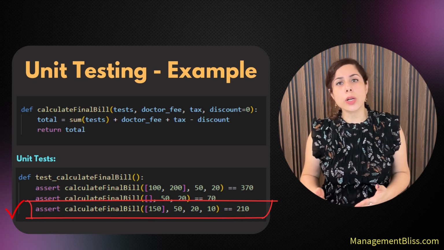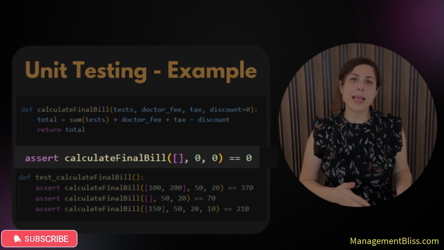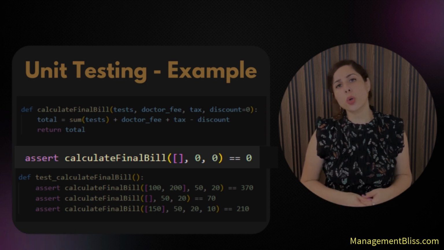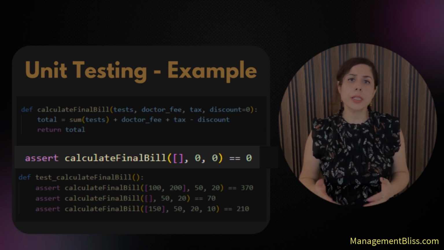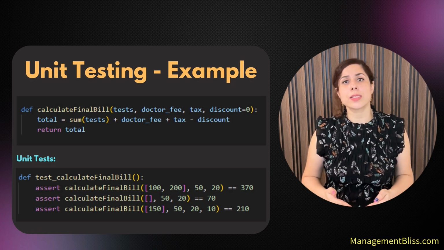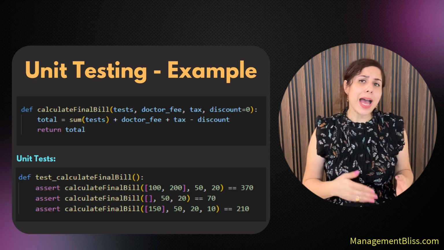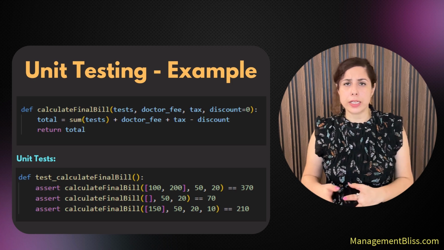We would also write a unit test case where no services are provided. Example, an empty bill to confirm that the function returns a total of 0. The goal of these unit tests is to verify that the calculate bill function behaves as expected under different conditions.